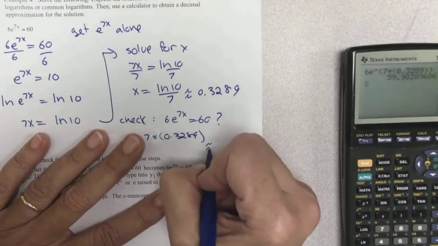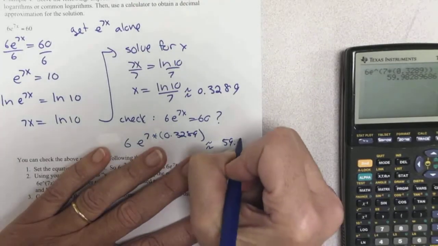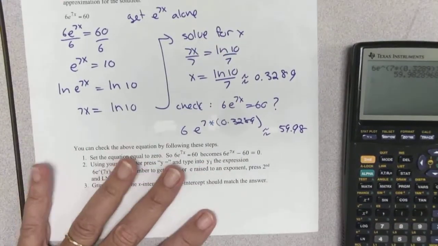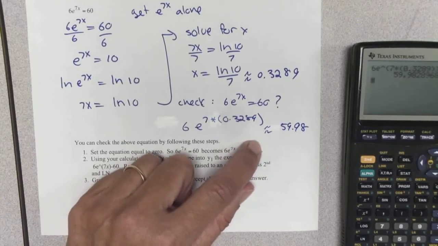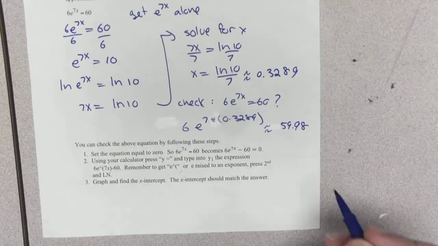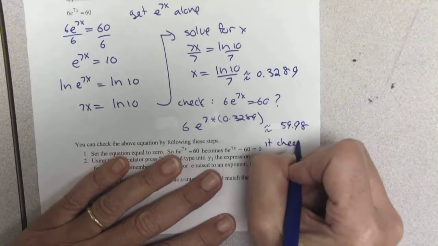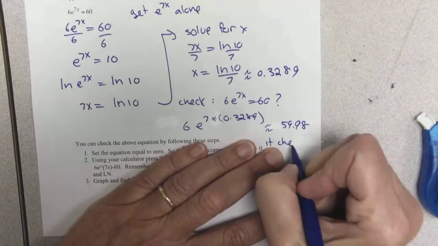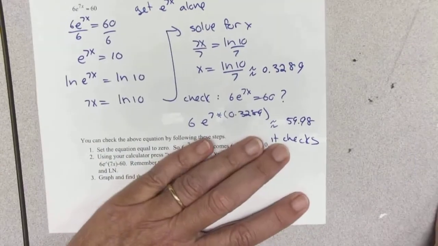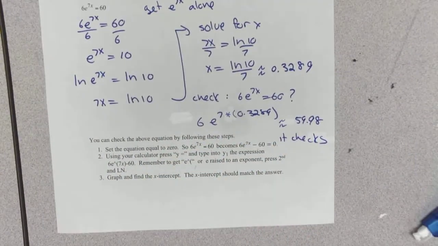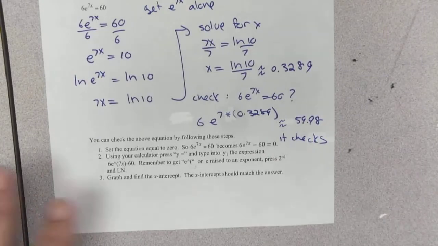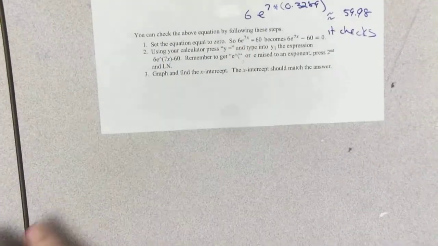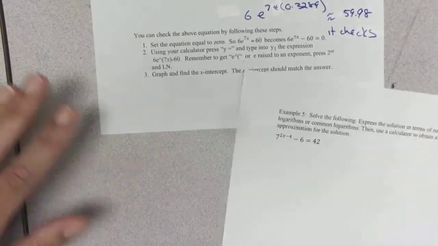And it's only going to be close, so I'll put a little squiggly equal marks here. 59.98. And because we rounded my answer, this is only going to be close, and so it checks. And like I said, the checking here is optional, but if you've got a few moments, check it, because you might catch a mistake. You can also check it graphically like we've done in the past. Okay, one more, and then we'll go on to logarithm equations.